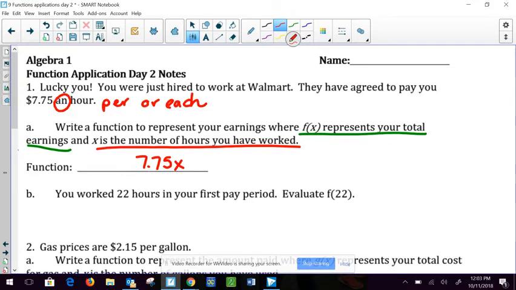So we need to figure out where that f of x goes. Well, your total earnings is equal to how much you get paid per hour and how many hours you work. So we simply just say f of x is equal to 7.75x. Now that we have our equation written, we can go ahead and answer the questions that follow.